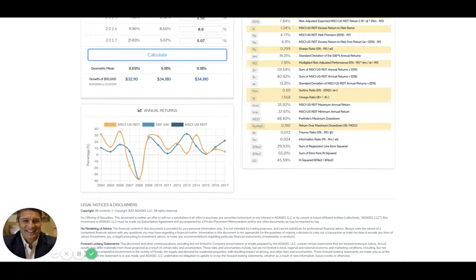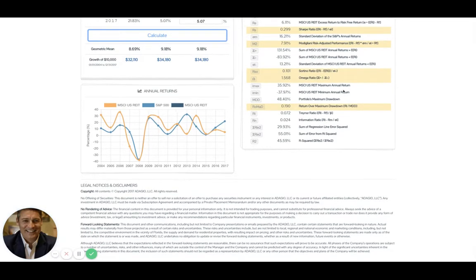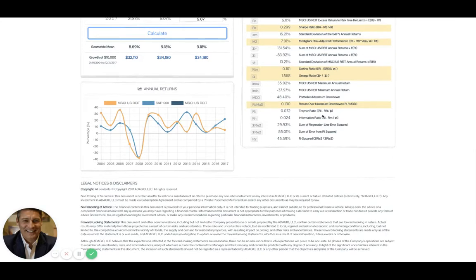The higher this ratio, obviously, the better. Here we have the maximum annual return we've experienced over that period is 35.92%. The minimum is negative 37.97%. The portfolio's maximum drawdown, which tells you effectively what to expect the worst case scenario to be in a down market. In this particular case, we're capturing the 2008 down market, which is about as bad as we've ever seen. You're looking at about a 50% drawdown, 48.4, which is substantial.